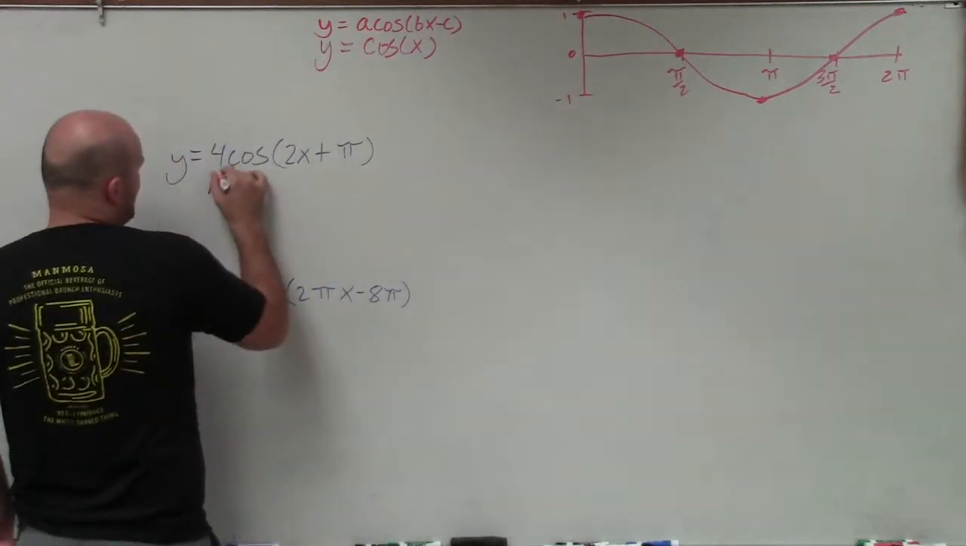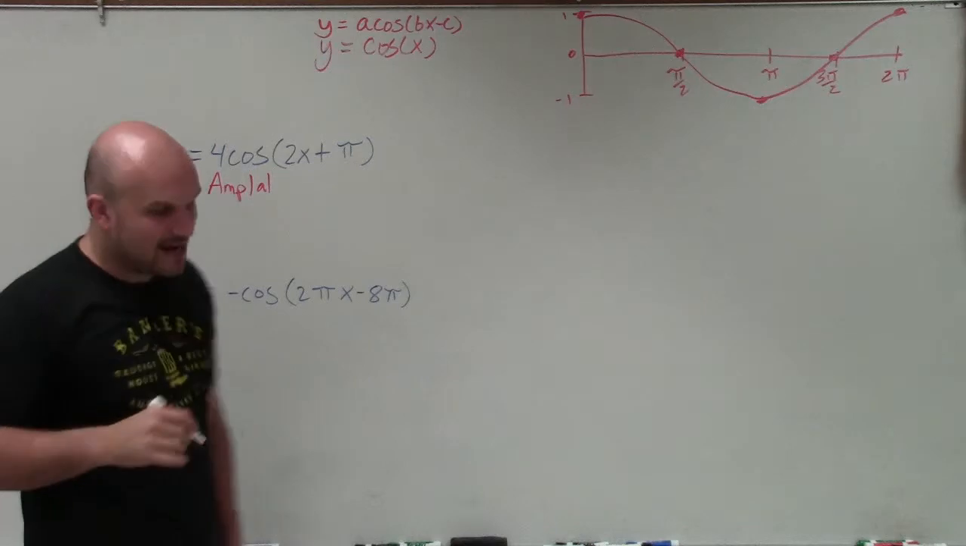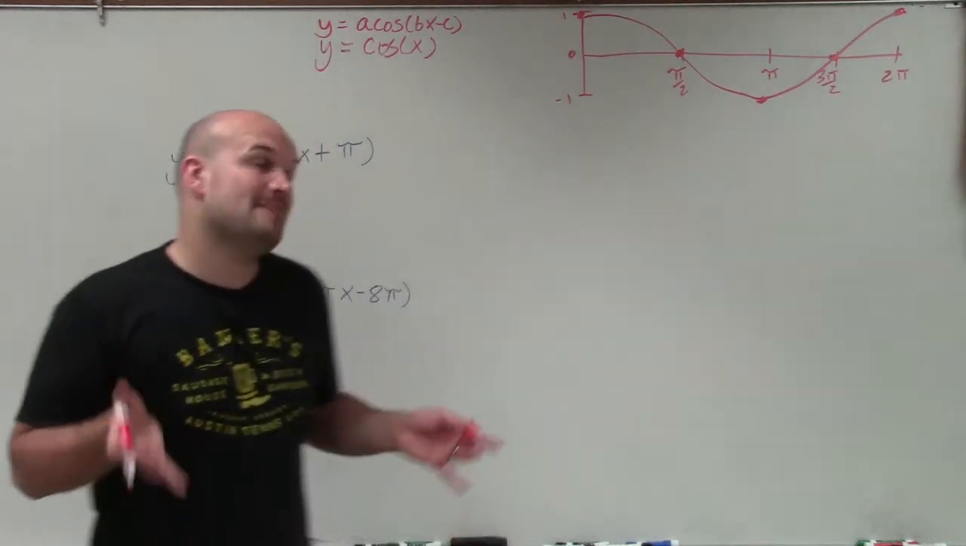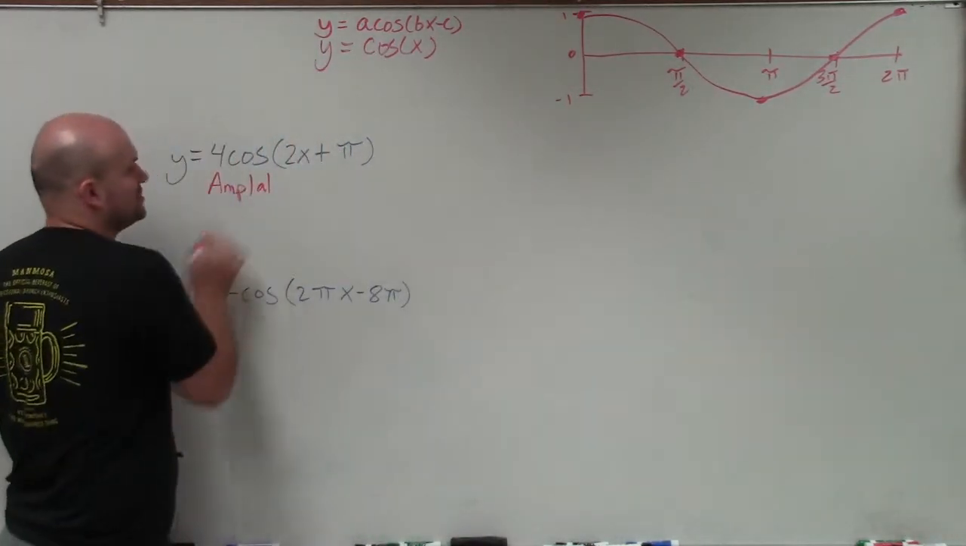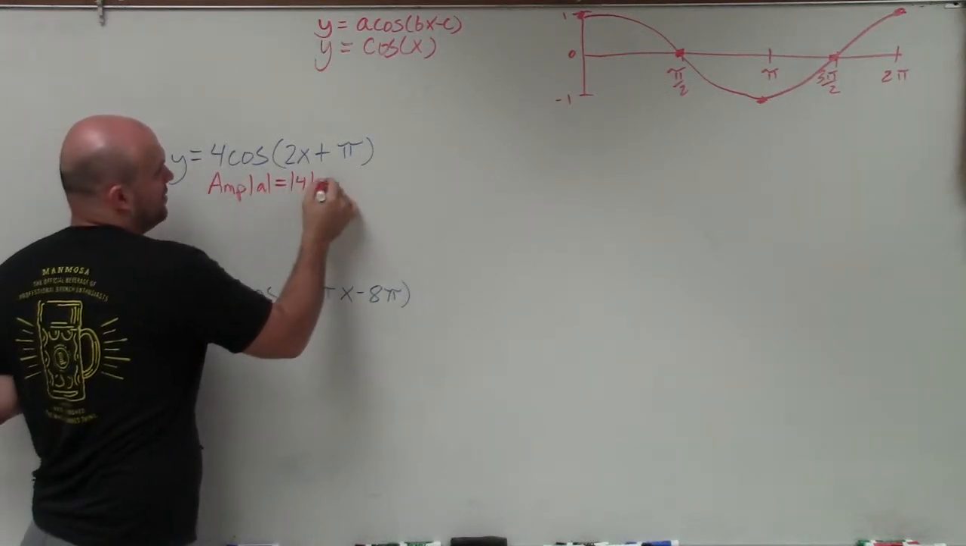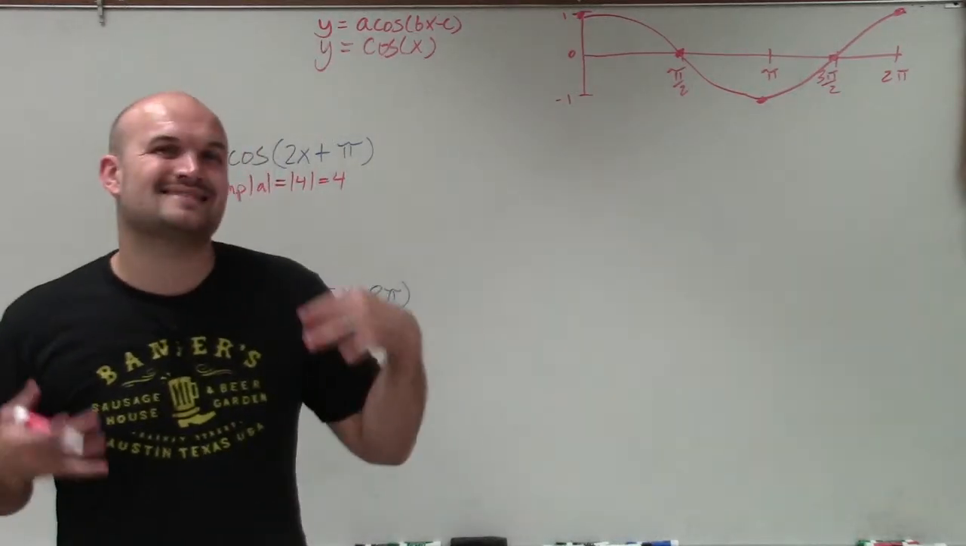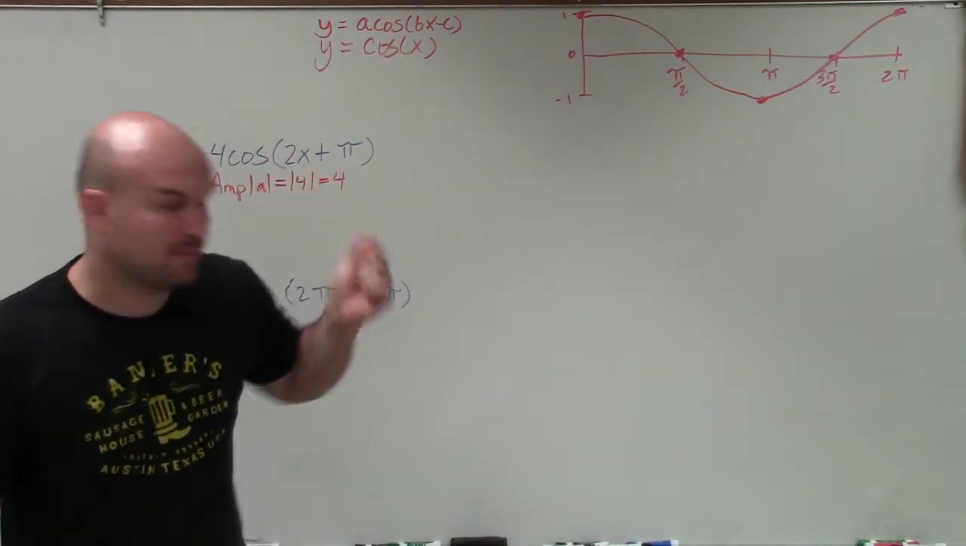Before we even graph any trigonometric function, we always want to identify our key components. The main important thing is to identify the amplitude, which is just the absolute value of a. So the absolute value of a in this case is the absolute value of 4, which is just 4. Remember, amplitude represents the half distance from the maximum to the minimum of your graph.